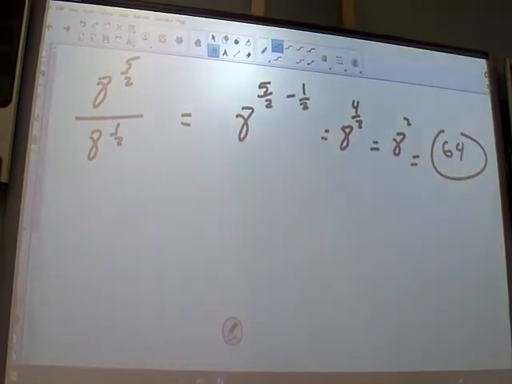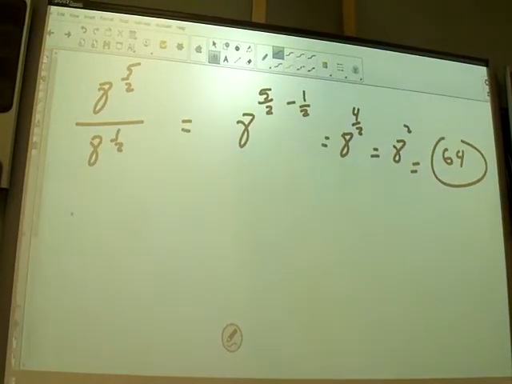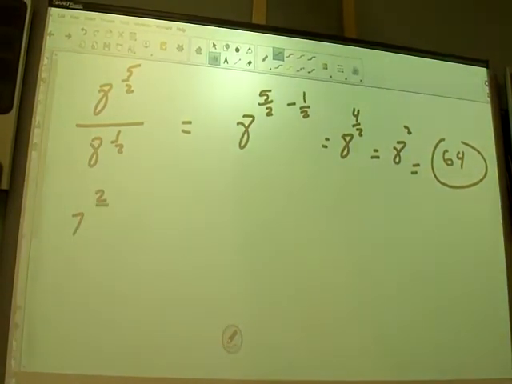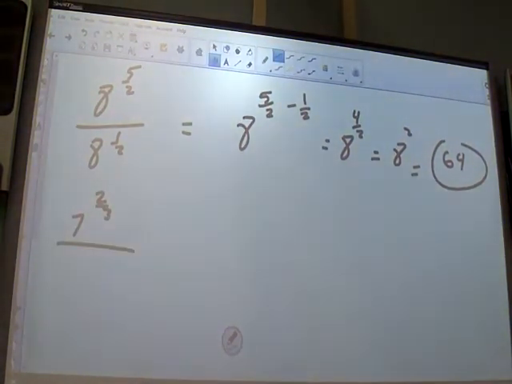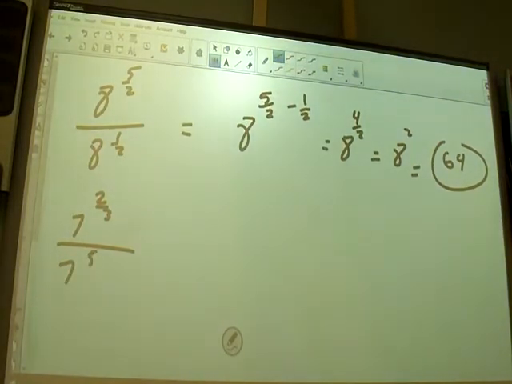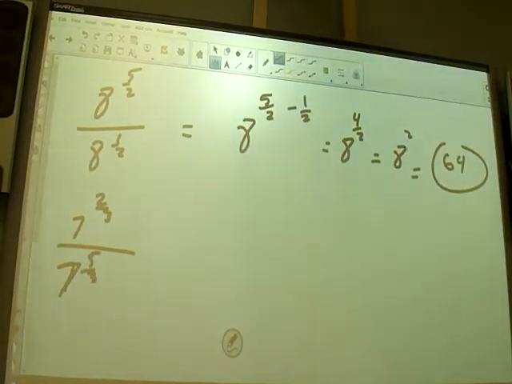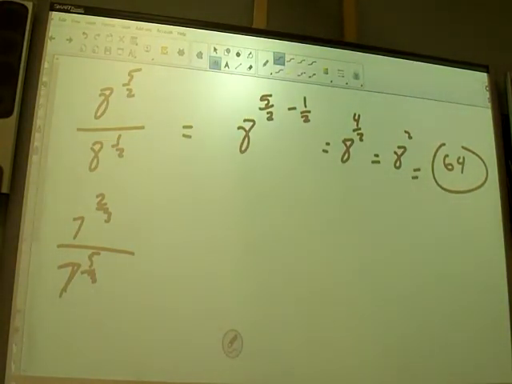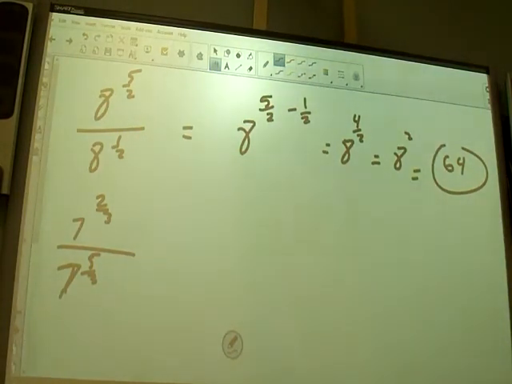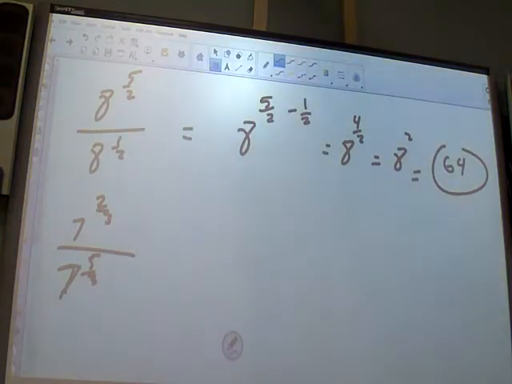Alright, this one says 7 to the 2/3 divided by 7 to the 5/3. And I'm going to let you try this one. But this one is going to involve a negative, which is a new property on your sheet. So see what you can come up with. Then after this, we'll move on to roots, radicals. We're doing good.